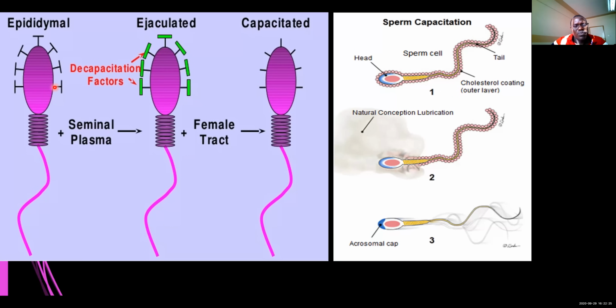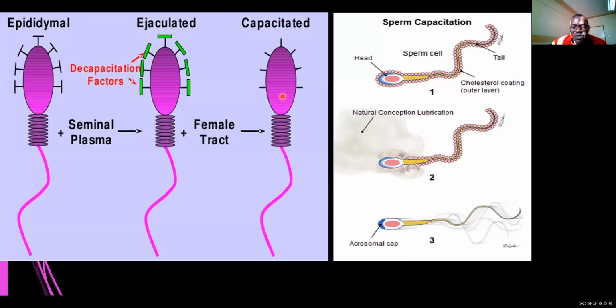So this shows you the sperm that has been formed from the testis. When it enters the epididymis and mixes with the seminal fluid, it is covered by the decapacitation factors. When this sperm then finds its way into the female reproductive tract, it is capacitated. The decapacitation factors are removed. This sperm can now identify the oocyte because the identity molecules have been exposed.